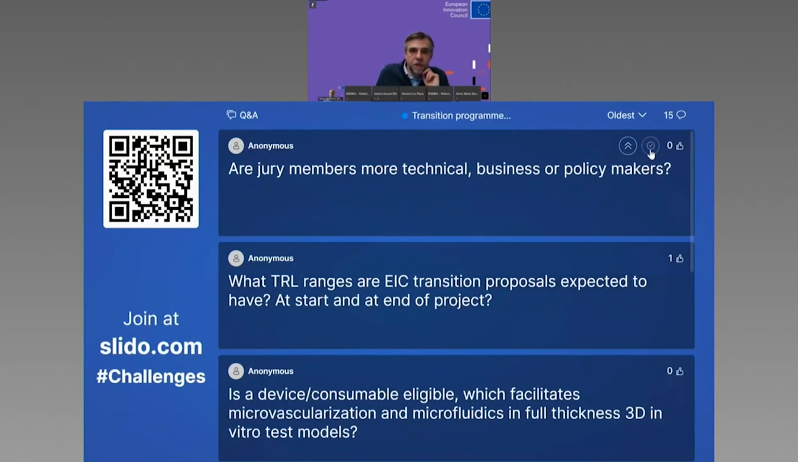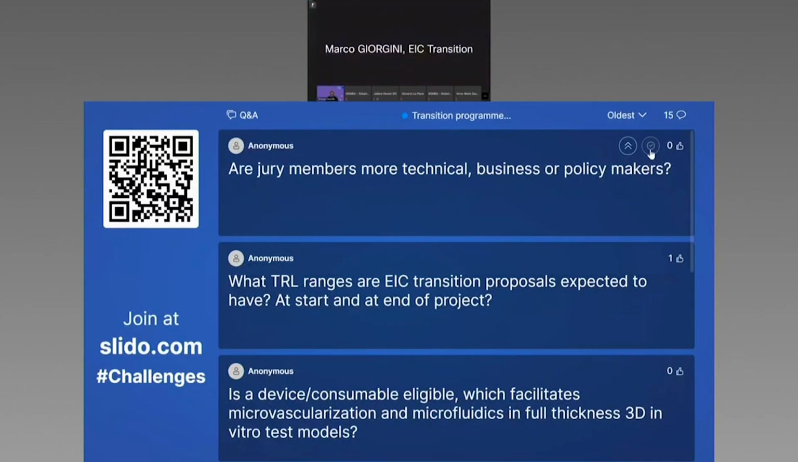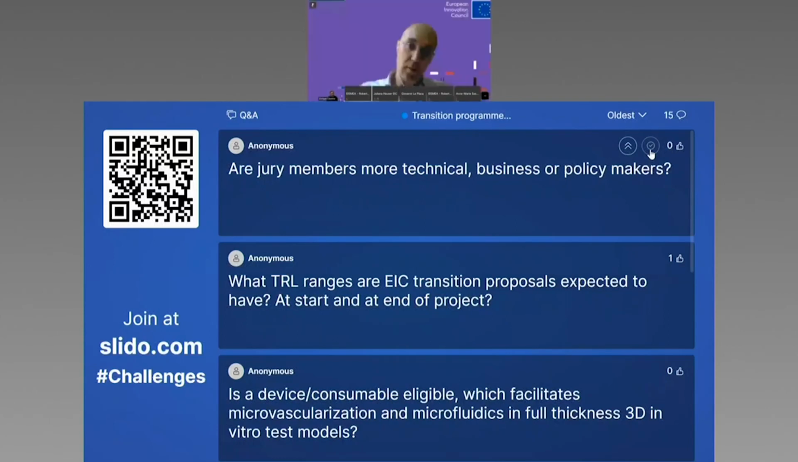Are jury members more technical, business, or policy makers? Maybe Marco, you can elaborate on that. Well, I can make a comparison with the accelerator. Our jury members are more technical than the jury members in the accelerator, but still they are not only scientific jury members. Yes.